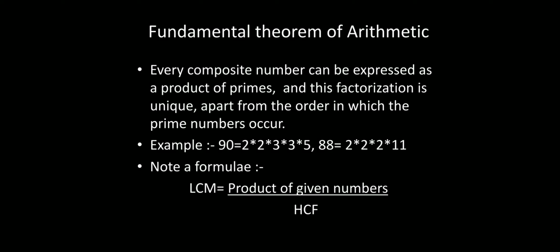This is very easy. You just need to take out the factors of the number given, and you have to write it in the form of a product as written for 90 and 88, but in ascending order. Okay, then note a formula. There is a formula which relates LCM and HCF, where LCM is equal to the product of the given numbers divided by the HCF.